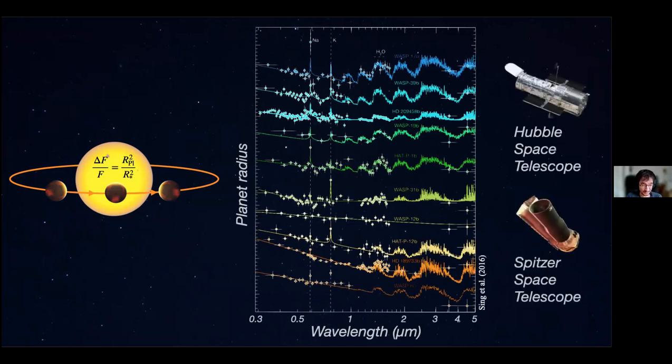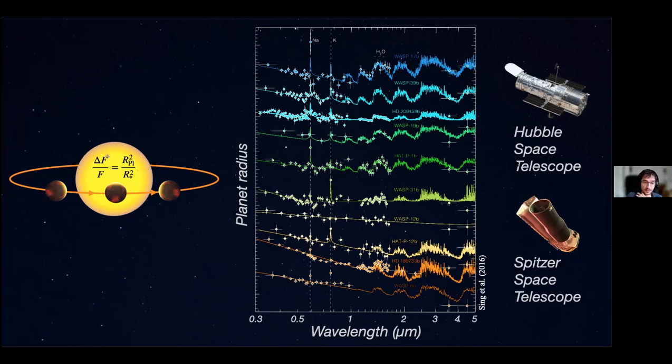And why does that even change as a function of wavelength? Well, you can imagine that there's a certain molecule in the atmosphere that absorbs really well at a given wavelength. And then if the planet has an atmosphere with that molecule in it, the planet will appear bigger when it's transiting in front of its star. And this is what we are measuring.